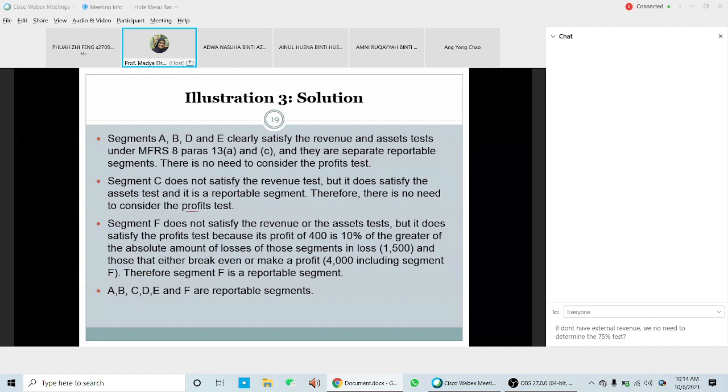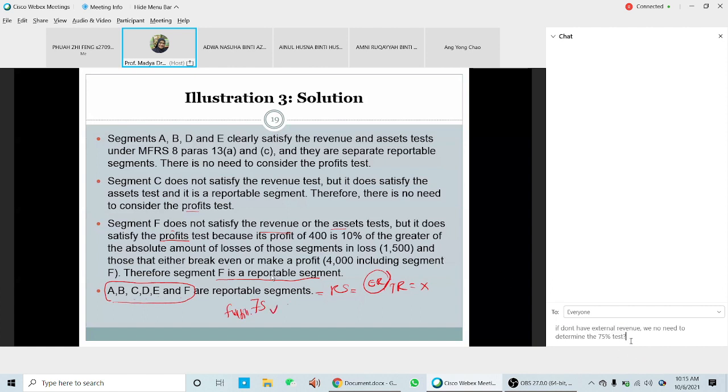Segment F does not fulfill the revenue and asset test, but it satisfies the profit test, because it has that 10% for the profit. So F is also a reportable segment. As a conclusion here, A, B, C, D, and F are considered reportable segments. If you want to check the external revenue divided by total revenue, we cannot, because we don't have information about the external revenue. But since all the segments can be reportable segments, that means the 75% should already be fulfilled.